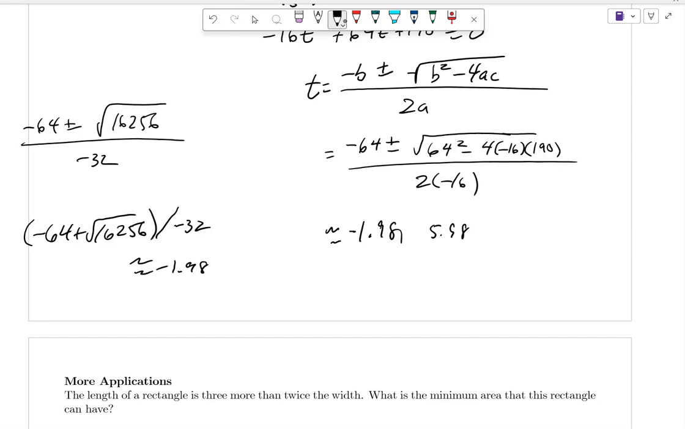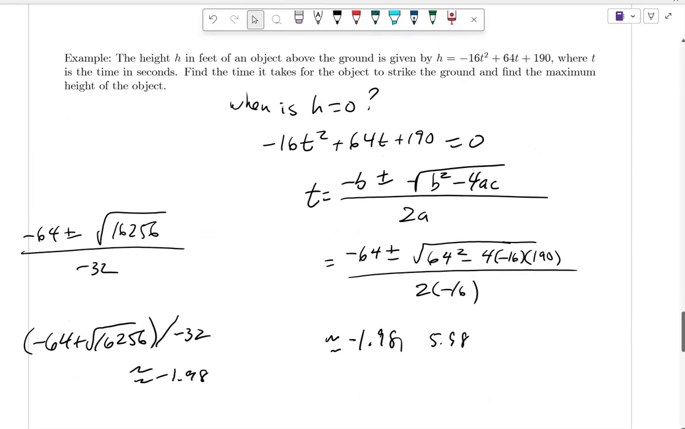Did you get it? Yeah. Okay, cool. Do they both make sense? Again, going back to the context of the problem, what would a negative t value mean here? It's underground? Well, t is time. If it was a negative height, it would be underground. If it's a negative time, it means what? It hit the ground that many seconds ago.